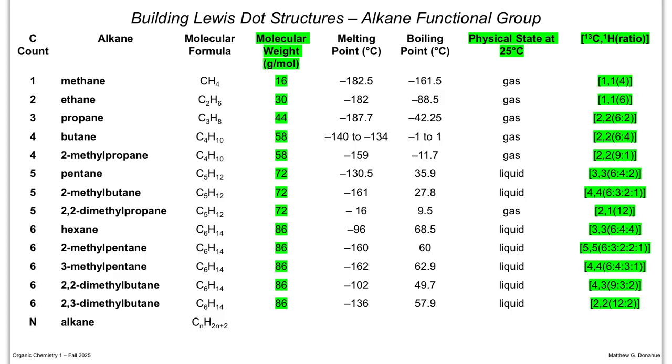So basically, if it ends in ANE, that probably means it's mostly going to be sigma bonds. If it's ENE, there's probably going to be some sort of double bond in there. And if it's YNE, there's a triple bond in there.